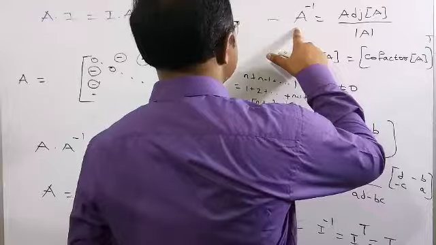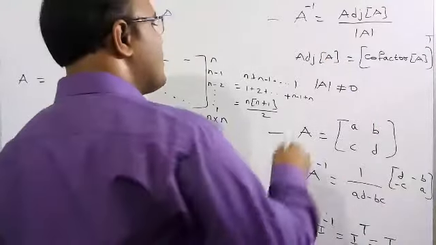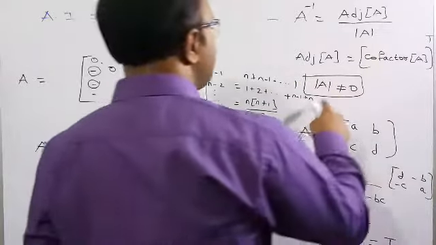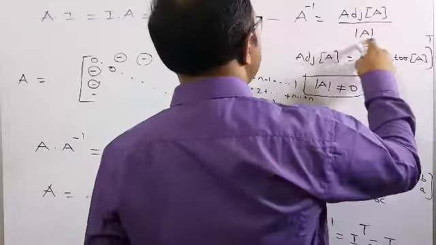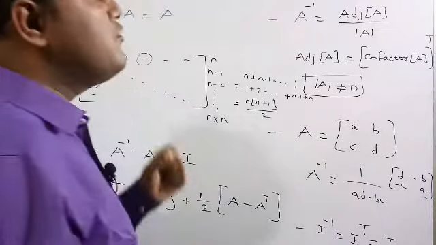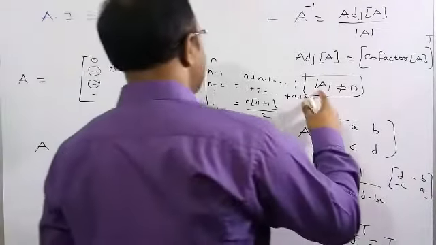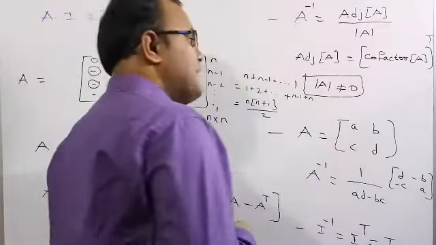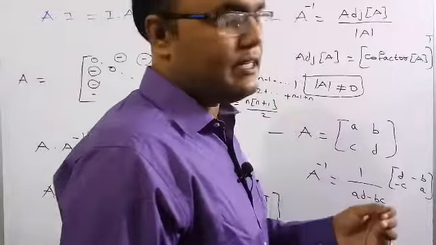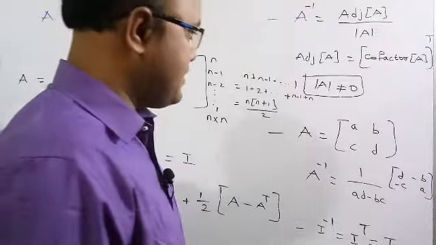The inverse will apply for a given matrix only when the determinant of the matrix is not equal to 0. If the determinant of the matrix is equal to 0, then anything divided by 0 will be infinity. This means the inverse of the matrix does not exist when the determinant is equal to 0. Whenever the determinant is not equal to 0, we call it a non-singular matrix. If the determinant of the matrix is equal to 0, then we say it is a singular matrix.